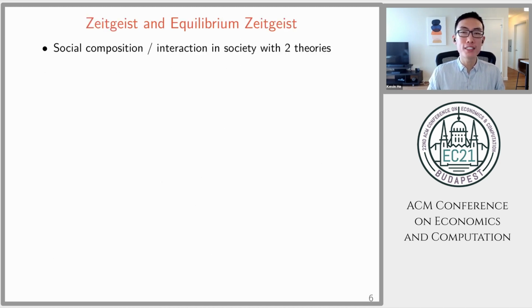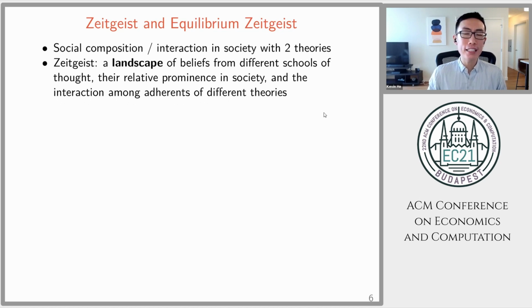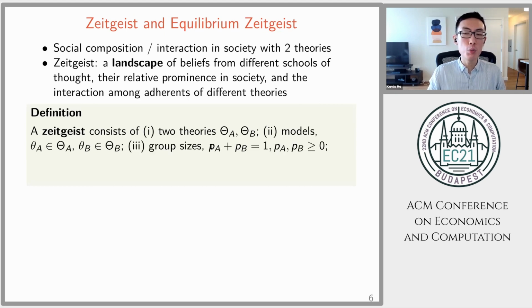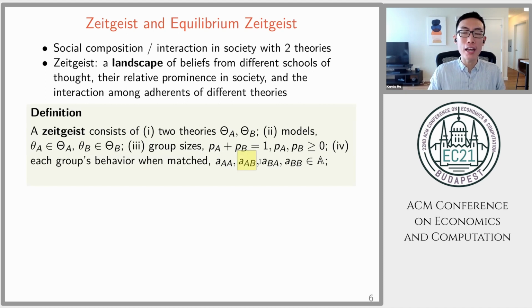Now, let me introduce the concept of zeitgeist and equilibrium zeitgeist. What we're trying to do here is describe the social composition and interaction structure in a society with multiple coexisting theories. So in words, a zeitgeist is going to be a landscape of beliefs coming from different schools of thought. It includes the relative prominence in the society and the interaction among the adherents of different theories. So it consists of two theories, A and B, a model for each theory, the sizes of the two groups, PA and PB. It tells us about each group's behavior when it's matched. So in particular, AAB here says what strategy will someone from group A use when matched up against an opponent from group B.